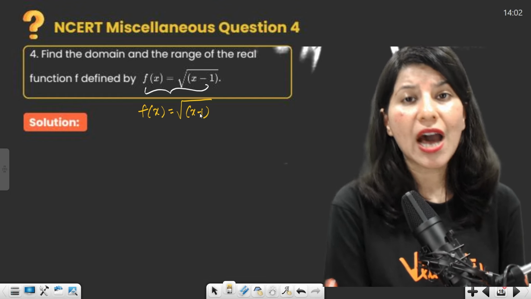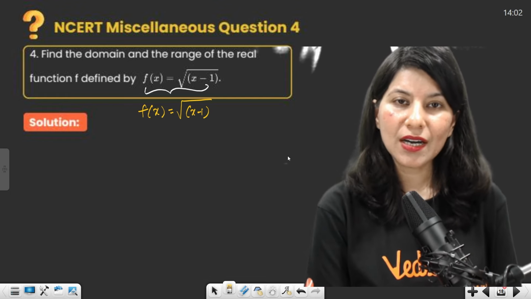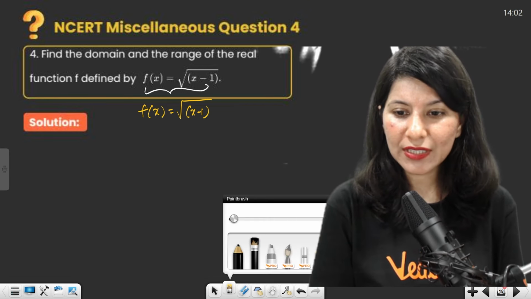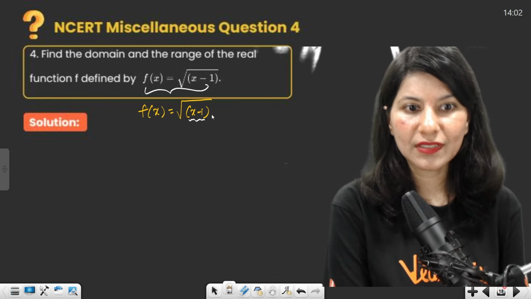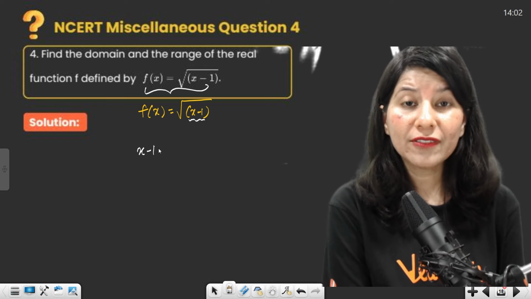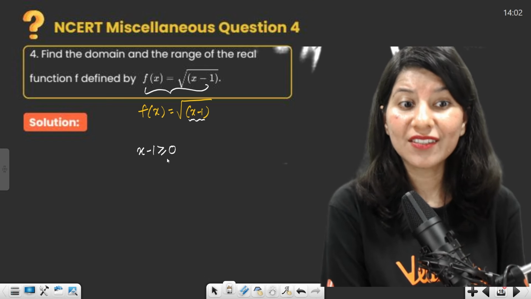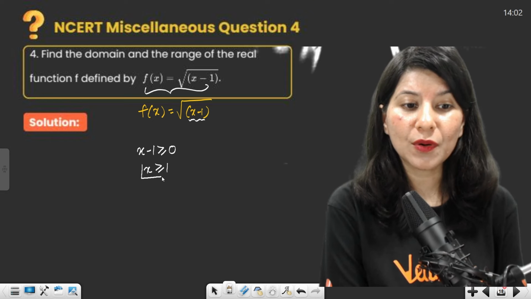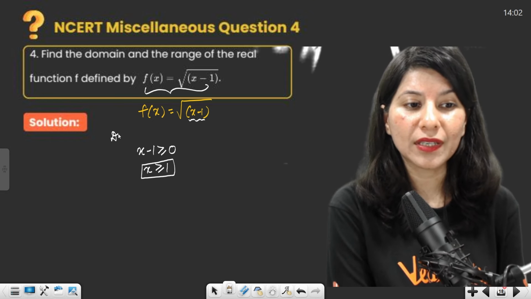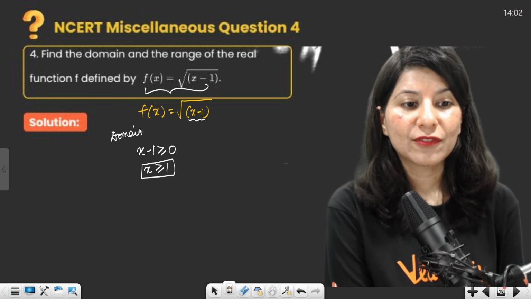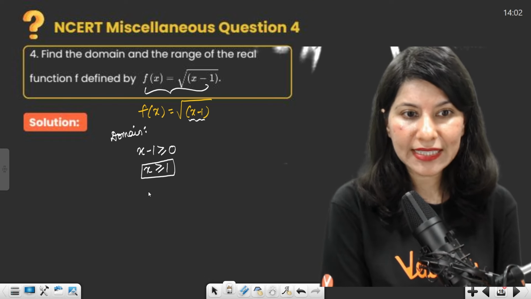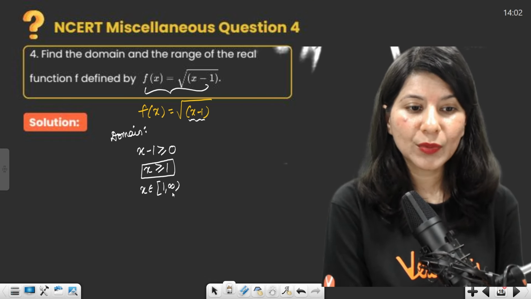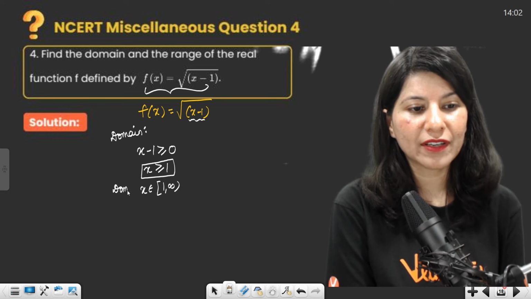Now you know how square root functions work. The expression which is inside the square root, that is x minus 1, should always be non-negative. That means greater than or equals to 0. So x will always be greater than or equals to 1. So this is your domain, right? And if you have to write it properly in interval method, x belongs to 1 closed to infinity. This is your domain of f.